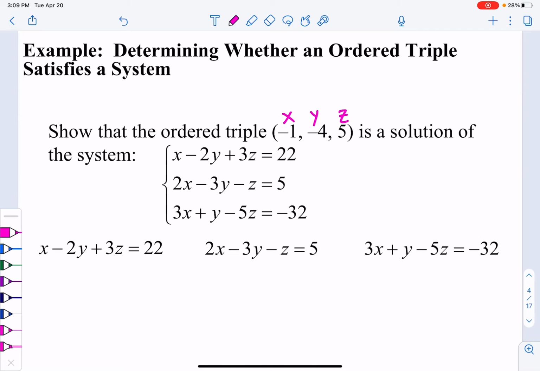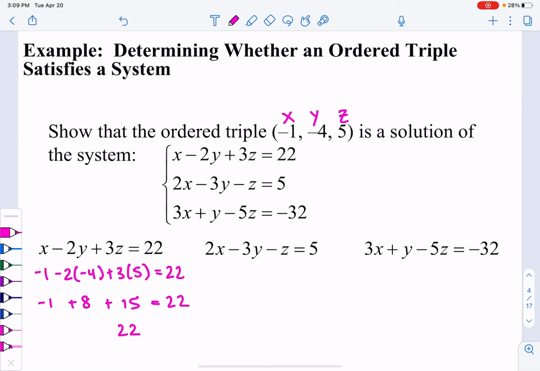So I have the three equations written down here on the bottom, and we're just going to plug in our values. So x value of -1 minus 2 times y value of -4 plus 3 times z value of 5. That would have to equal 22. So we'd have a -1 plus 8 plus 15. Is that equal to 22? -1 plus 8 is 7. 7 plus 15 is 22. So 22 is equal to 22. We're good with that one.